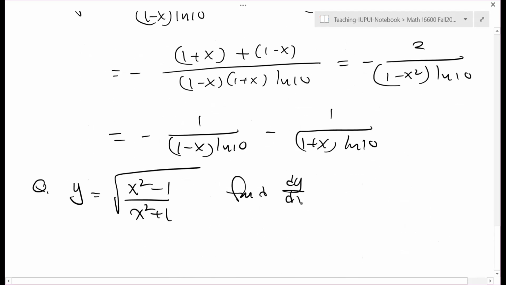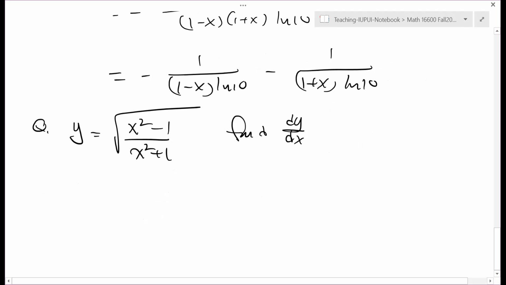Find the derivative of y with respect to x. Now what? I cannot simplify or modify this function. There's no log there. If you find the derivative, what do you use? You use the chain rule. If you use the chain rule, you still have to find the derivative of x squared minus 1 over x squared plus 1. It's complicated. We have to find a way to solve this problem.